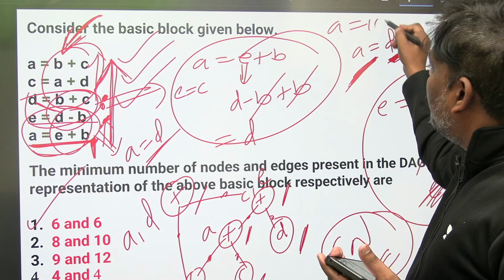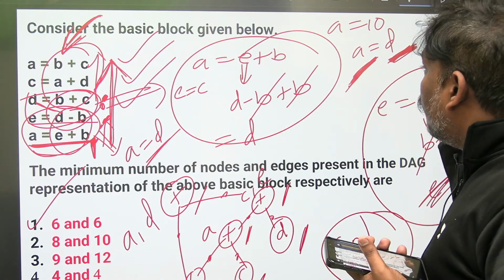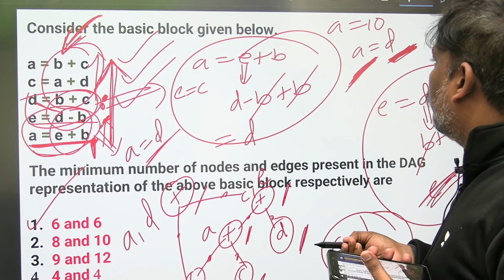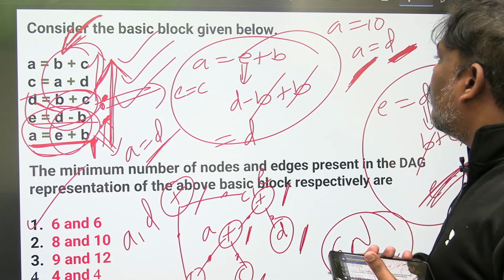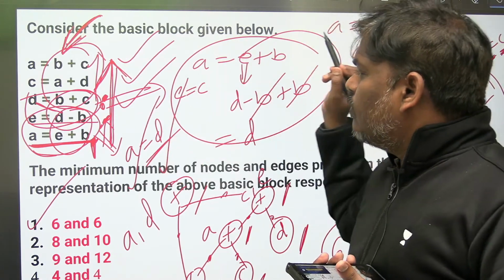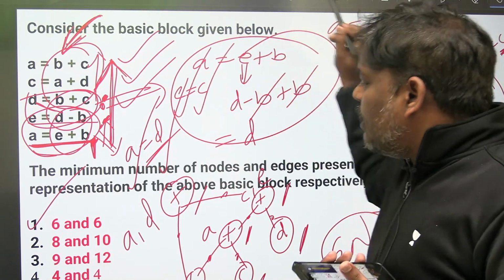A is equal to 10 means 10 will go inside A. A will not go inside 10. A cannot go inside 10. 10 will go inside A. Whatever D, that is A. Whatever C, that is E.